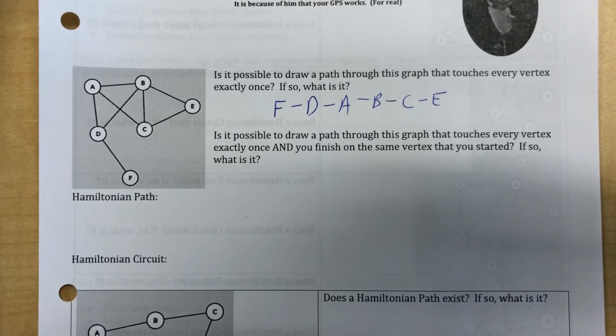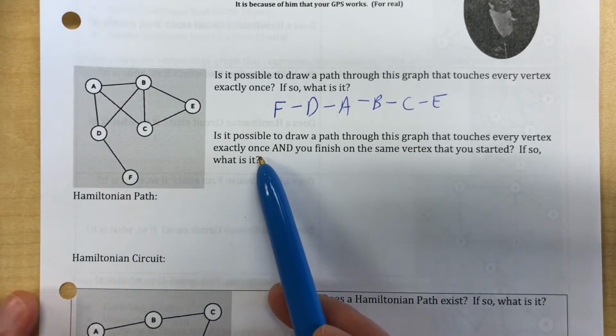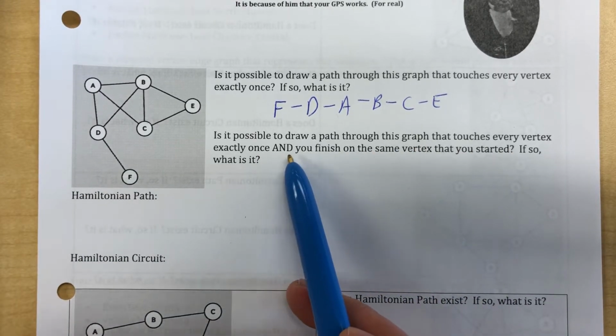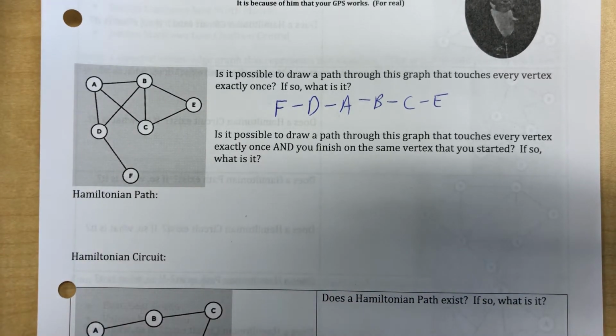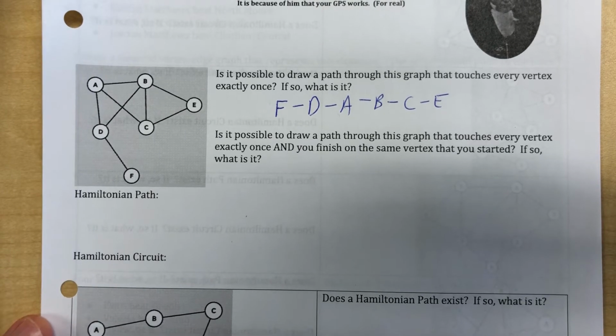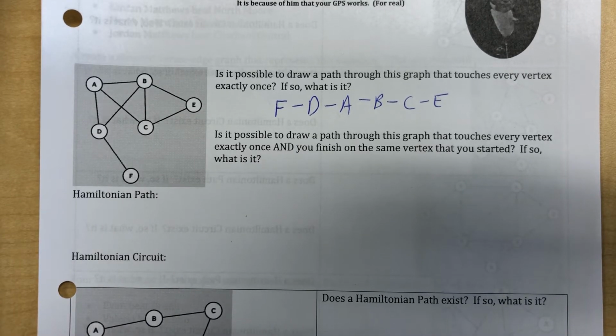All right? So is it possible to draw a path through this graph that touches every vertex exactly once and you finish on the same vertex that you started? And if so, what is it? So what is that path? And we're actually going to go ahead and call it what it is. That's actually a circuit. So is it possible to do that? Let's find out. What I want to do is start and end at the same vertex and only touch each vertex once. Obviously, the first and last one I will repeat, but that's the starting and ending point.